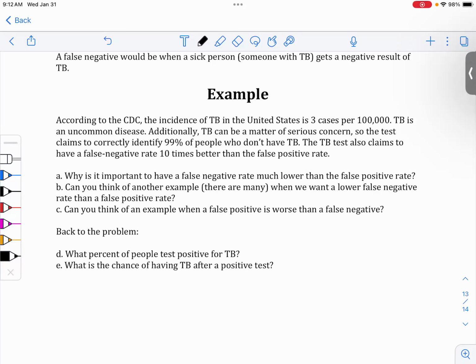So according to the CDC, the incidence of TB in the United States is 3 cases per 100,000. All right, and these are true statistics. I always try and use true statistics. TB is an uncommon disease. Additionally, TB can be a matter of serious concern. So the test claims to correctly identify 99% of people who don't have TB. The TB test also claims to have a false negative rate 10 times better than the false positive rate.